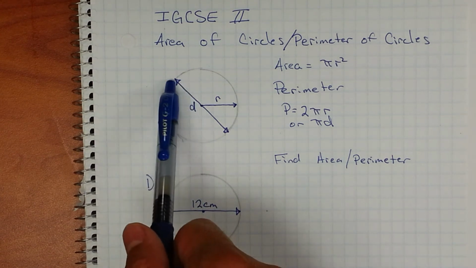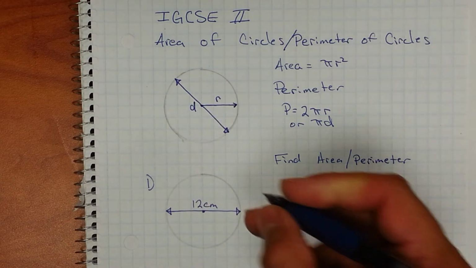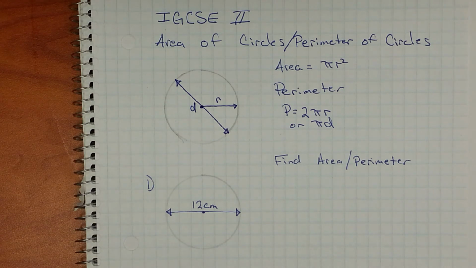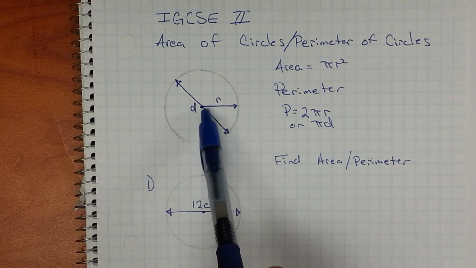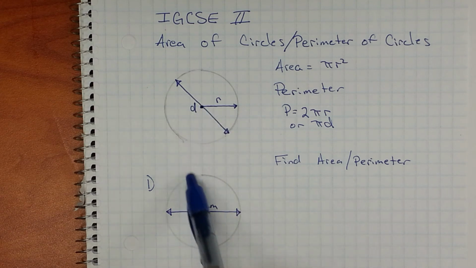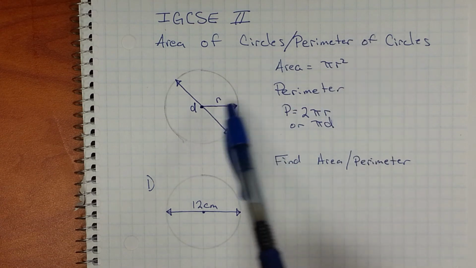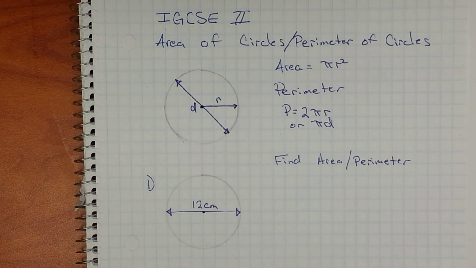Now the diameter is the distance all the way across, so from one edge to the other through the center, which would be here. It has to be through the center to be the diameter. So the radius is actually half of the diameter. So when I get a problem that has the diameter, all you have to do is divide that by 2, and it's going to give you whatever your radius is.